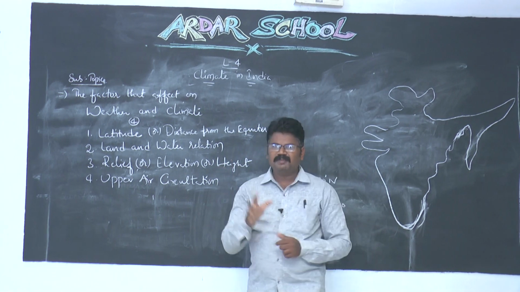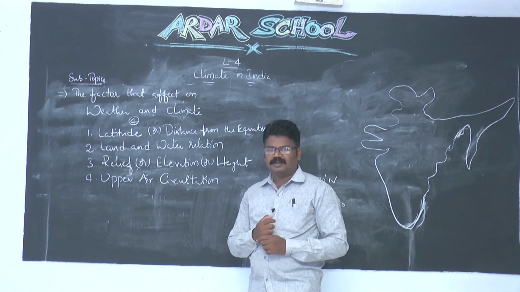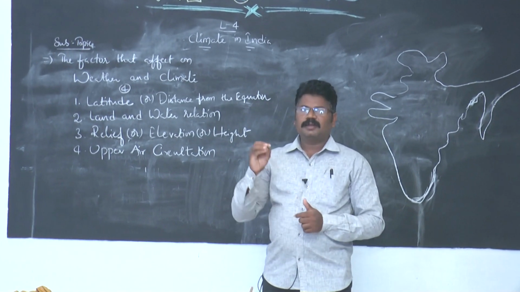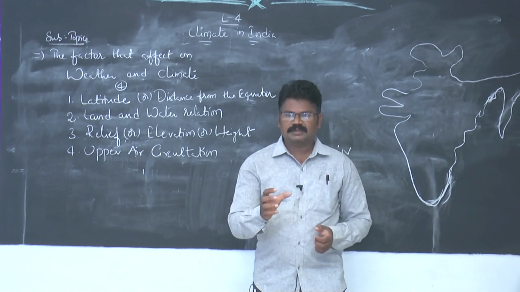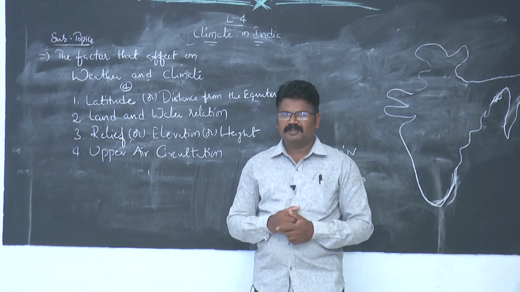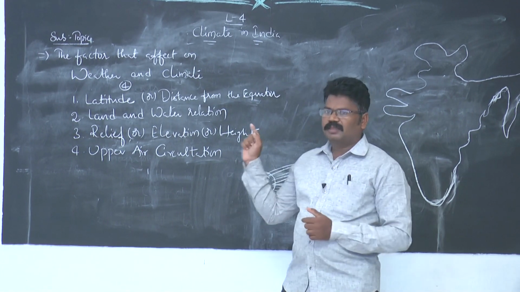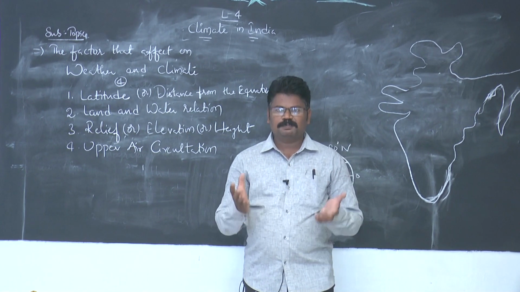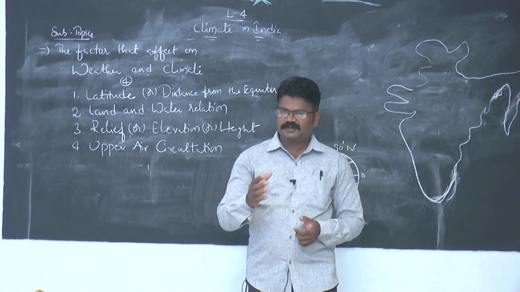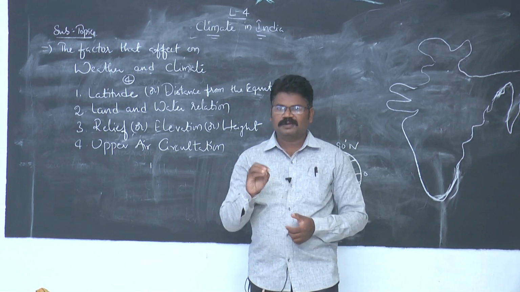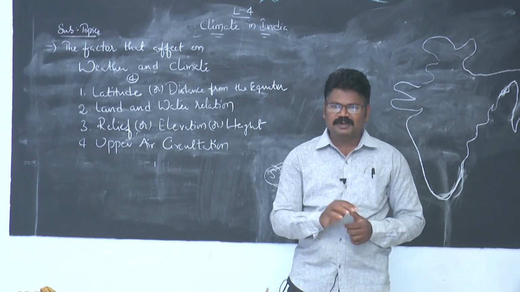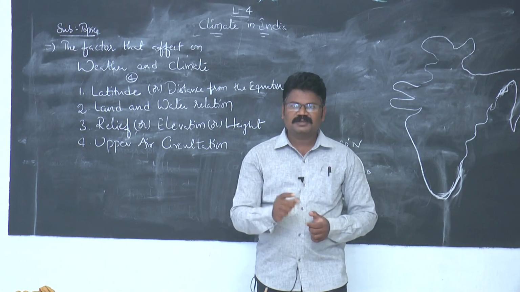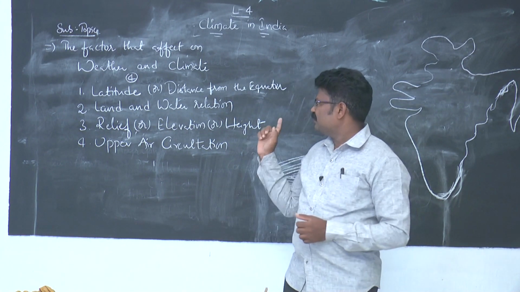Second topic, elements of weather and climate. I already told you there are 5 important elements making the weather and climate on the earth's surface. They are temperature, wind, humidity, precipitation and atmospheric pressure. So these 5 are called elements of weather and climate. This question may be asked as a 1 mark question. It is very important in the examination pattern.